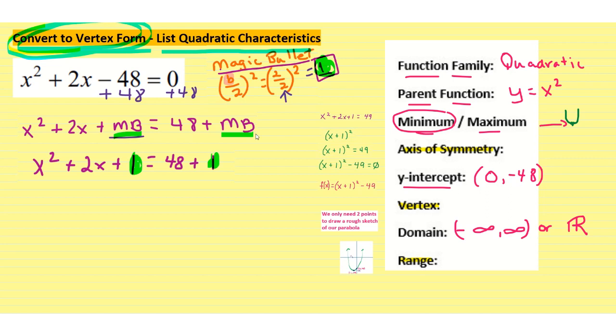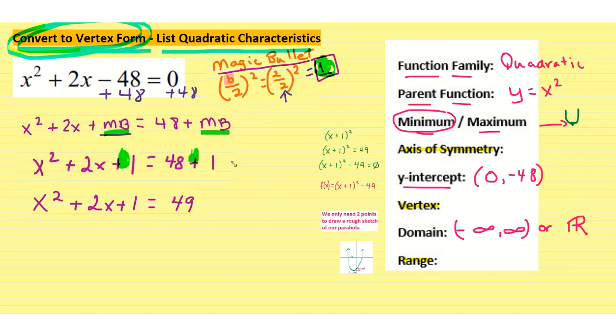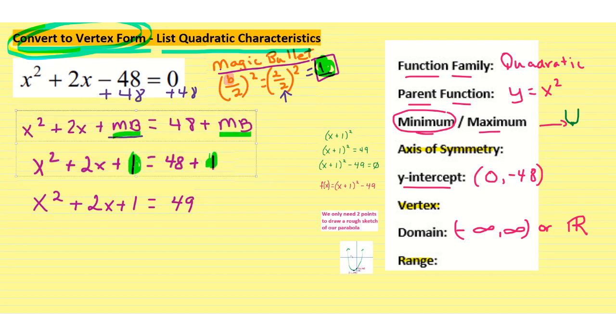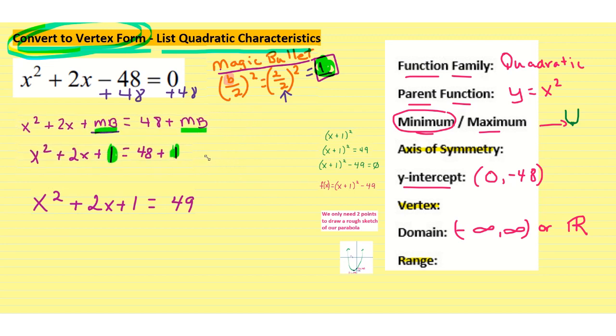Okay, so let's just keep simplifying it just a little bit and go ahead and add that 48 and that 1 together. So there we go. We have now got x squared plus 2x plus 1 is equal to 49. Let me make all this stuff a little bit smaller so that I can have more space.